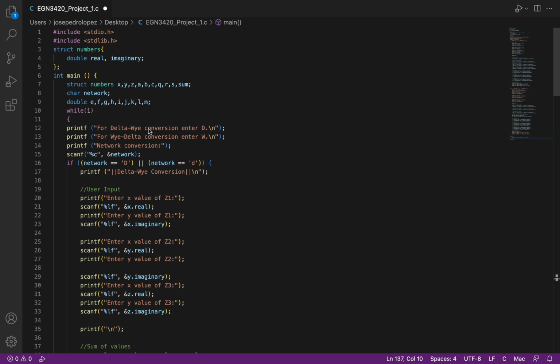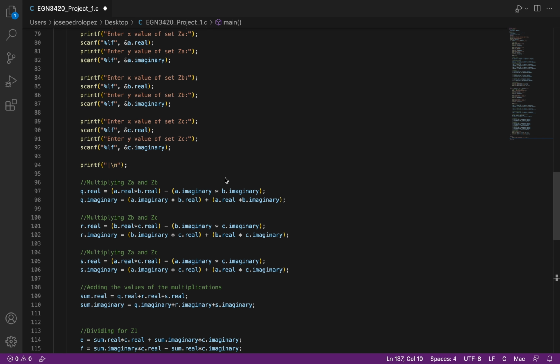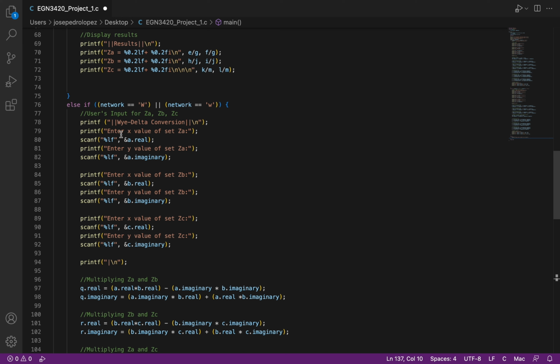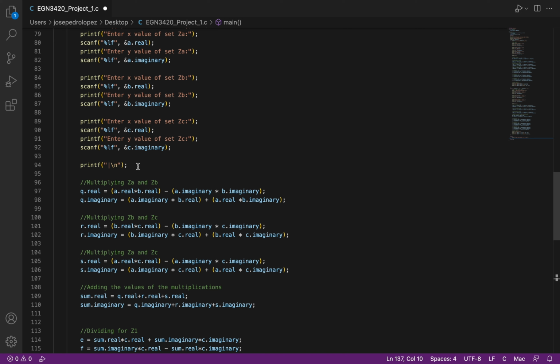If the user wants to use the Y to Delta conversion, they will enter W, and it will be the same as it was for Delta to Y. It will ask for the x and y for ZA, ZB, ZC, where x is the real part and y is the imaginary part of the set.